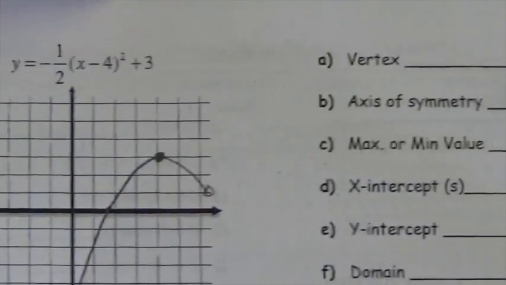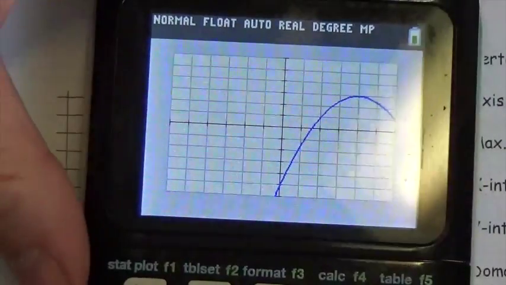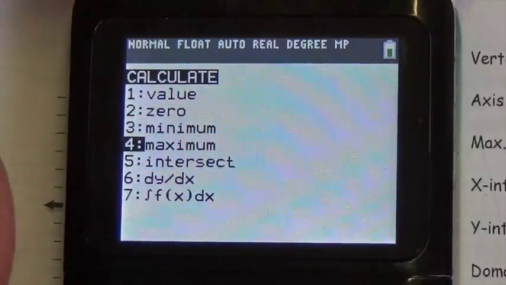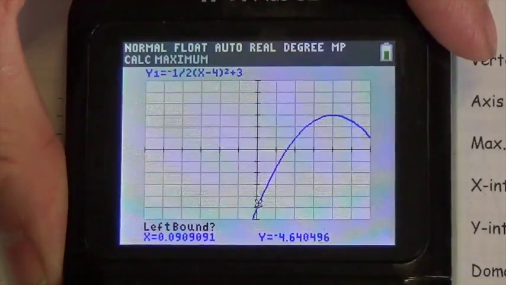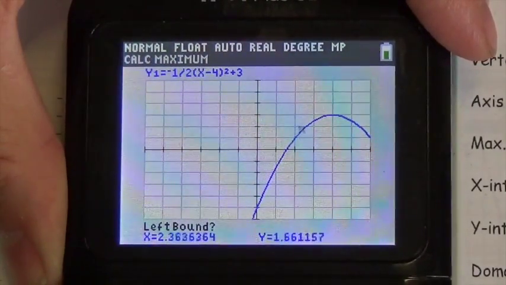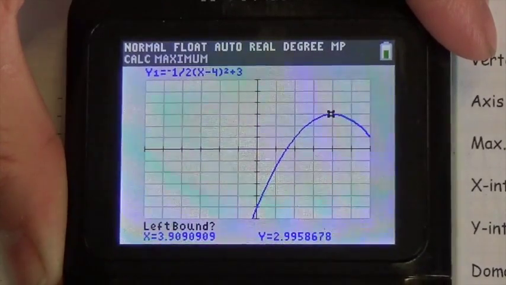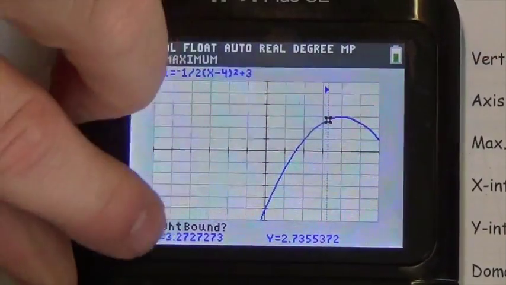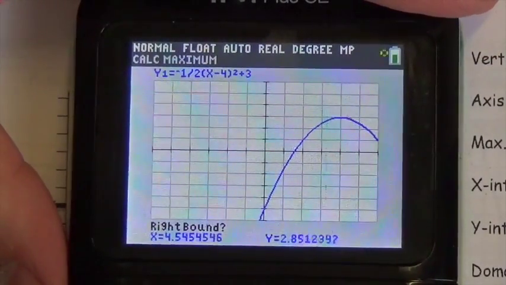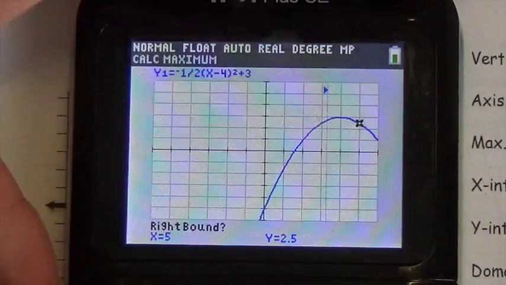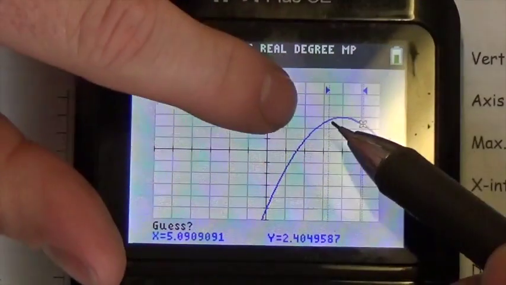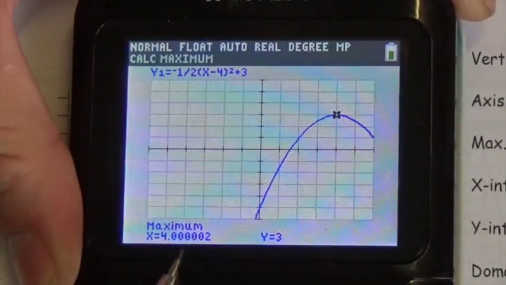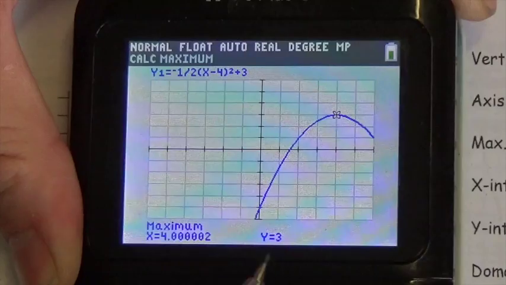So first of all, the vertex. Let's use the calculator. Second trace. But this time, because the parabola opens down, this is going to be a maximum. So I'm going to move that cursor over. This is the maximum value right there. So I'm going to move my cursor to the left a little bit. Press enter. That's what it's asking for. Now I'm going to move it to the right a little bit. Now to the right of that point. Press enter. So that maximum is in between, and now I'm going to press enter again to get past the guess. And I get this point 4, 3.